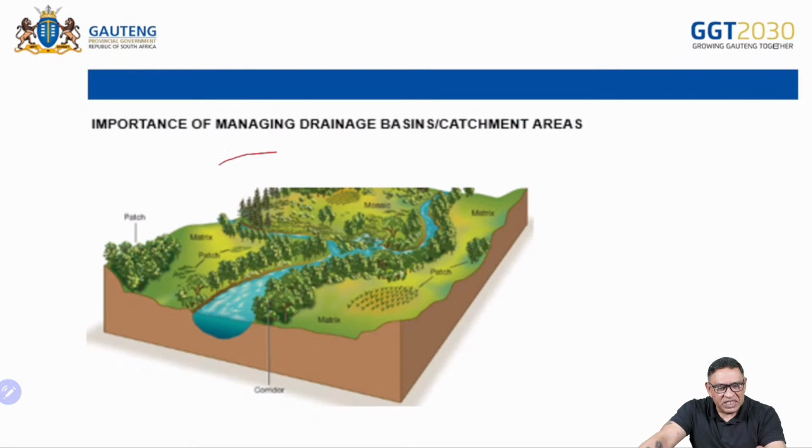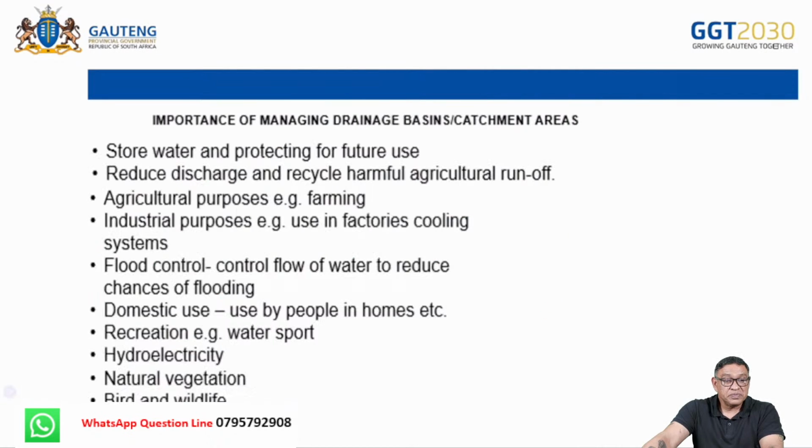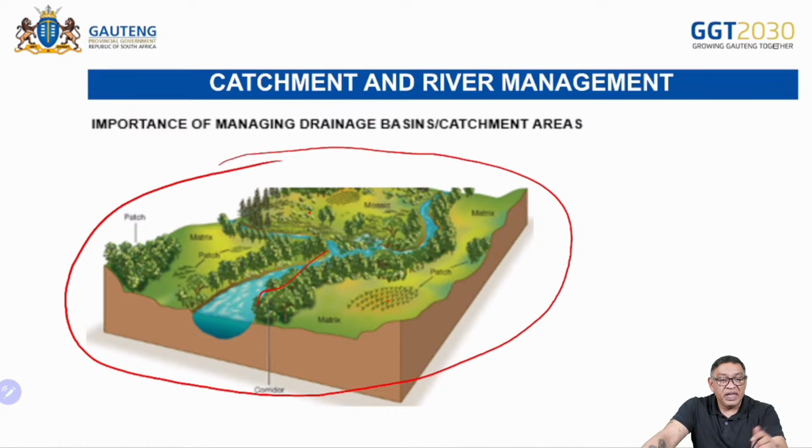Of course, the importance of managing these drainage basins or catchment areas. Already you can look at the activities, the natural vegetation, the water supply. We need to protect this. Let's look at why it is important. It stores water and protects it for future use. Water is a necessity. It reduces discharge and recycles harmful agricultural runoff. When water flows through a natural area, it infiltrates. There are certain parts like your marsh and clays that absorb pollutants. Also, just imagine you remove all this vegetation, there's going to be massive runoff. You understand? And erosion. So we need to protect it.